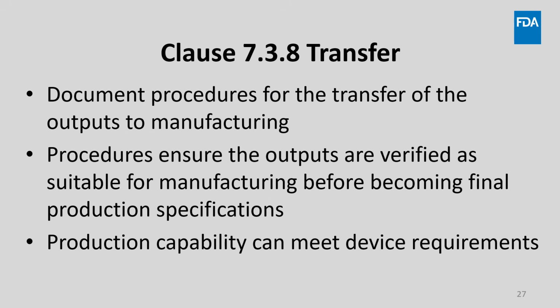Now that the design team has done a great job and the verification and validation activities are completed and reviewed, are we done? No. The organization must document procedures for the transfer of the outputs to manufacturing. These procedures need to ensure the outputs are verified as suitable for manufacturing before becoming final production specification. That production capability can meet device requirements.